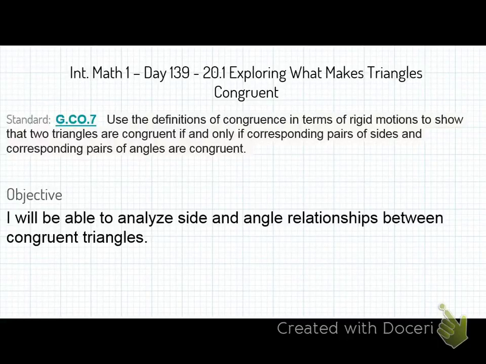All right, this is lesson 139. We're going to be talking about comparing triangles. We need to know why triangles are the same because we want to be able to compare things in real life and do it logically.